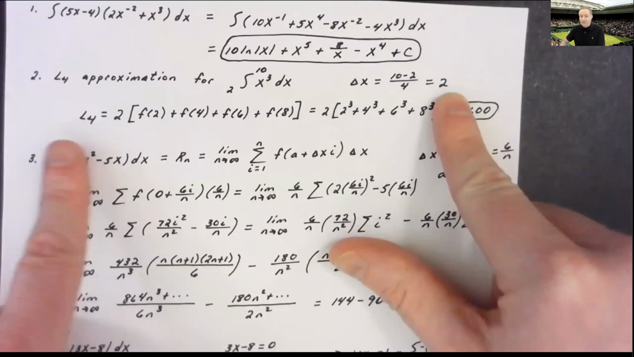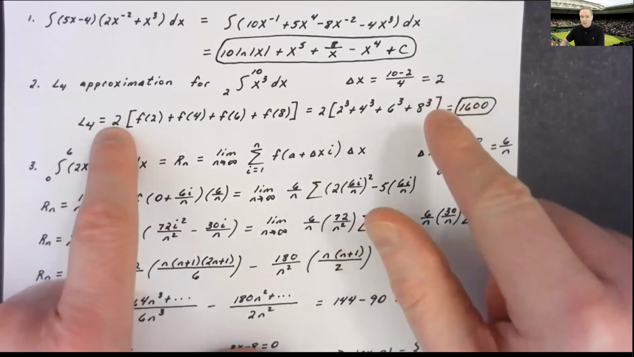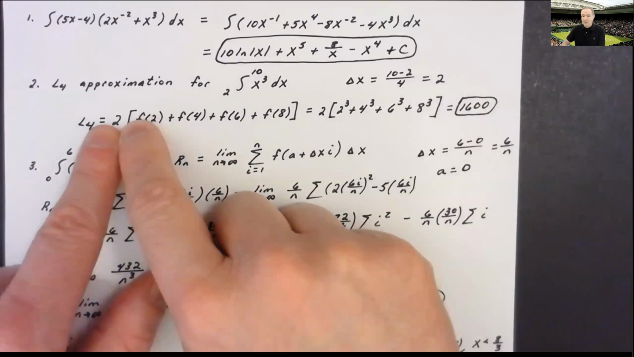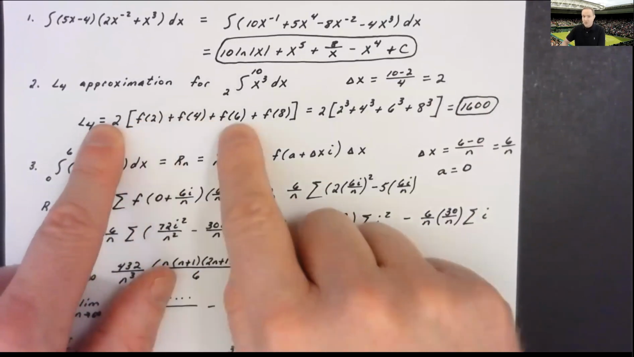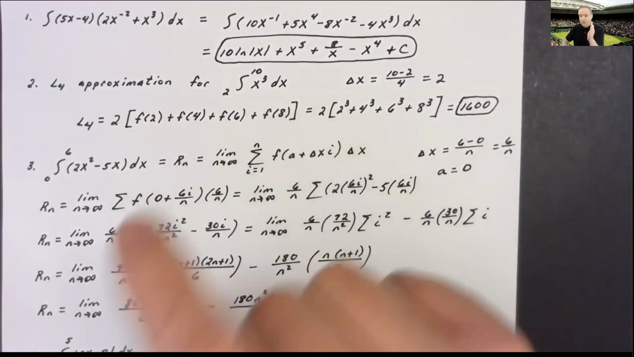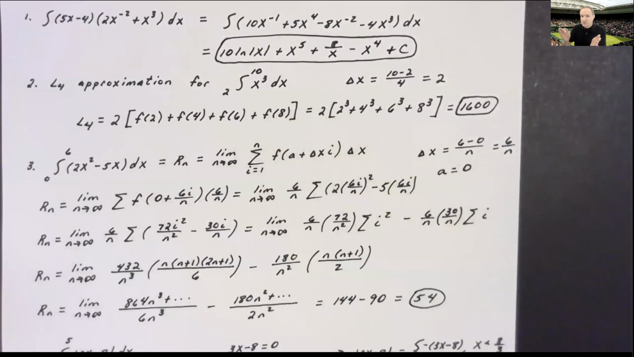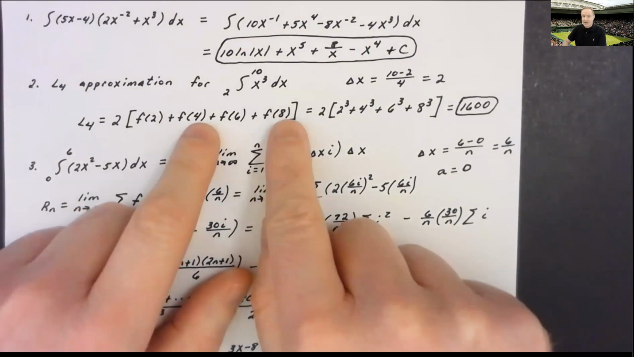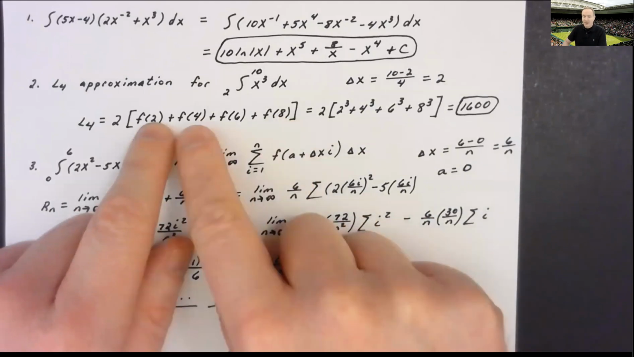Now, I take that common width of 2 and say the L4 approximation for this curve will be the common width of each rectangle times the height of each corresponding rectangle. Now, remember those heights are determined by the left-hand side of each rectangle. So your first rectangle is going to go from x equals 2 to x equals 4. Your second one's going to go from 4 to 6. Your third one's going to go from 6 to 8. And your fourth one is going to go from 8 to 10. Well, the left-hand side of each of those rectangles is at 2, 4, 6, and 8. So I find my height of the function at each of those x values.